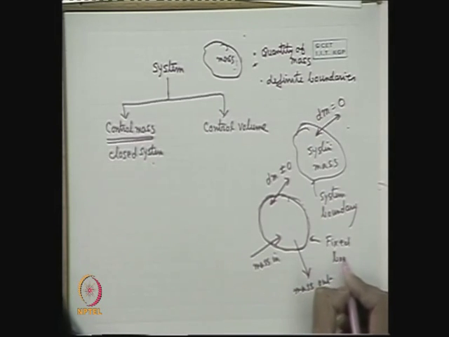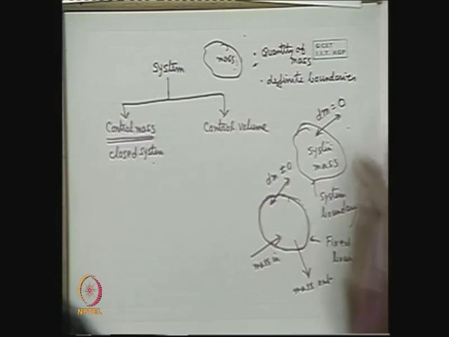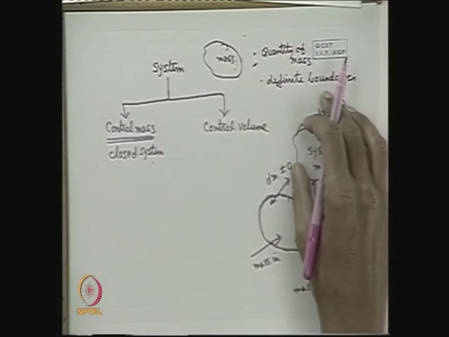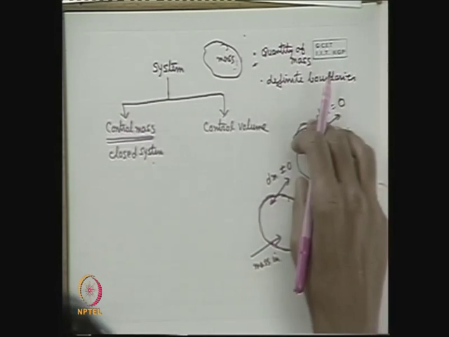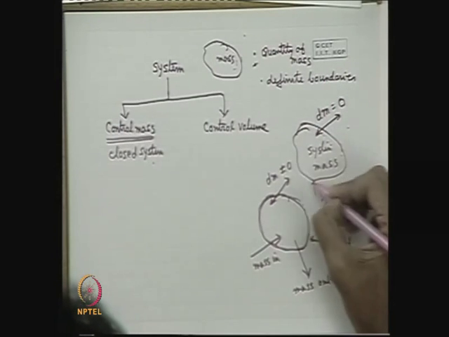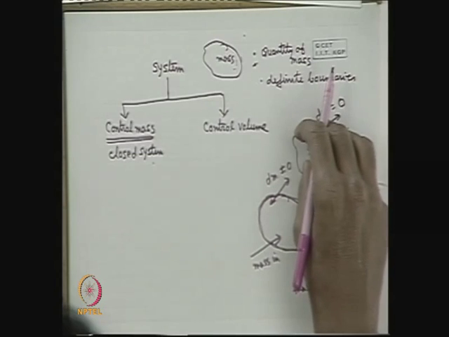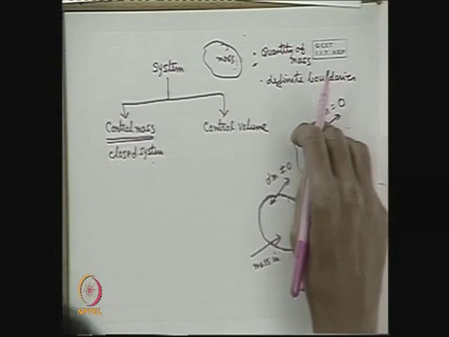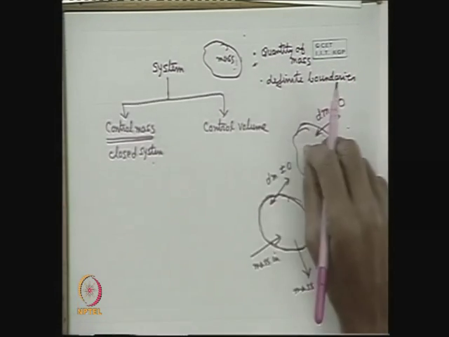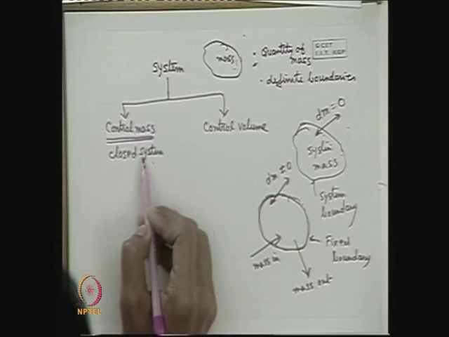Now you can ask me, sir, then what is the difference here? The difference is that for the closed system, the system boundary may move. System boundary is not fixed. At any instant, there should be a boundary of the system, but there is no restriction that the boundary of the system has to be fixed. That means the volume of the system may change, while the mass and the identity will remain the same. That is why it is controlled mass system.